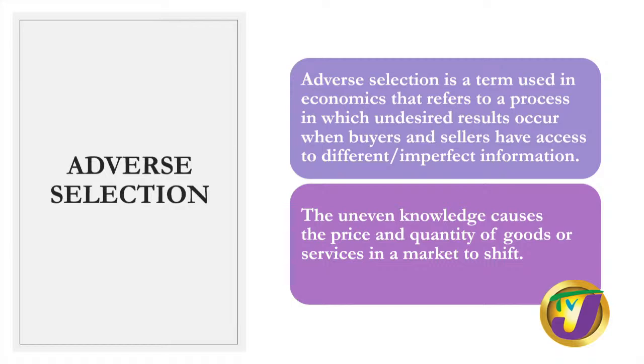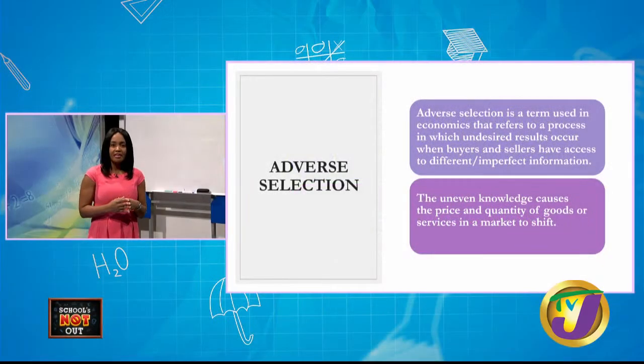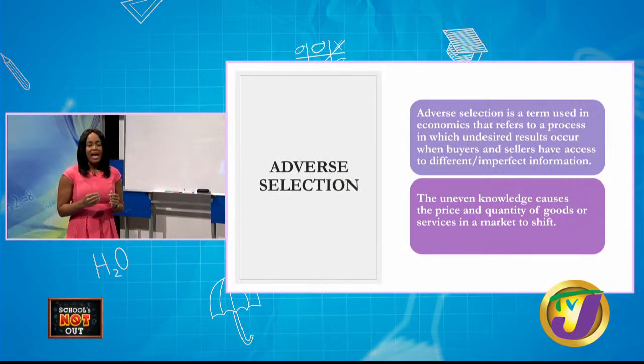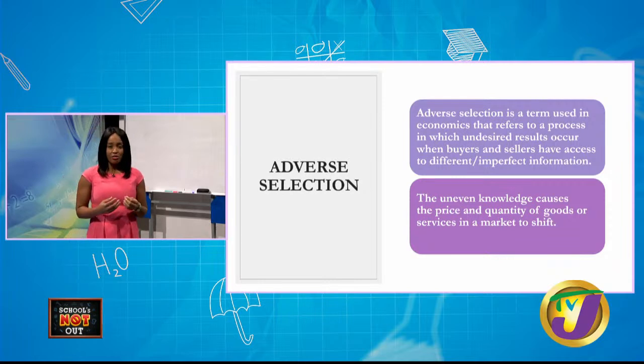So uneven knowledge as it relates to adverse selection can cause the price of something to be different. In this example, you're looking to get life insurance. Your friend is looking to get life insurance. Typically, insurance companies determine the premium, that would be your regular or fixed payments for your insurance policy, based on the risk. And they're able to calculate the risks associated by asking you certain questions.